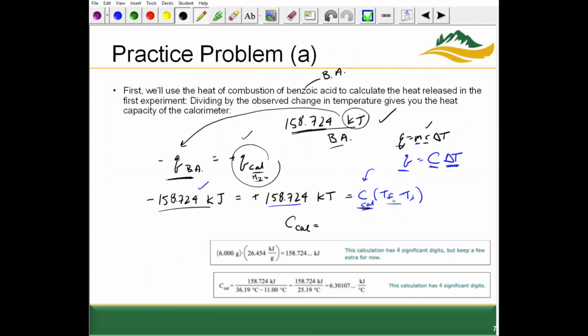That's equal to then dividing the temperature onto the other side. So this is positive 158.724 kilojoules divided by the delta T. Temperature final of the water for the first experiment is 36.19 degrees C minus 11.00 degrees C. Now when we solve for this heat capacity of the calorimeter, it's going to be in kilojoules per degree C. This comes out to 6.30107 kilojoules per degree C.